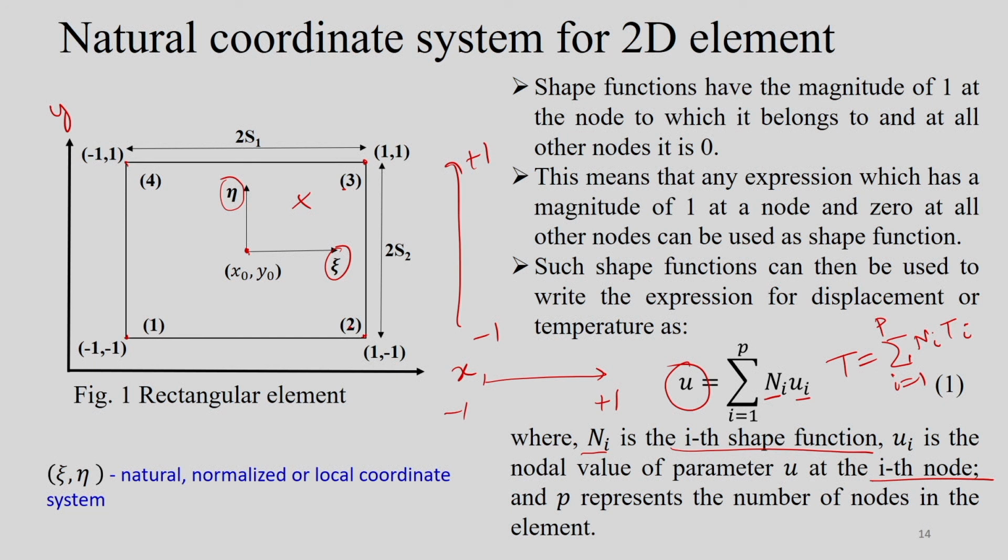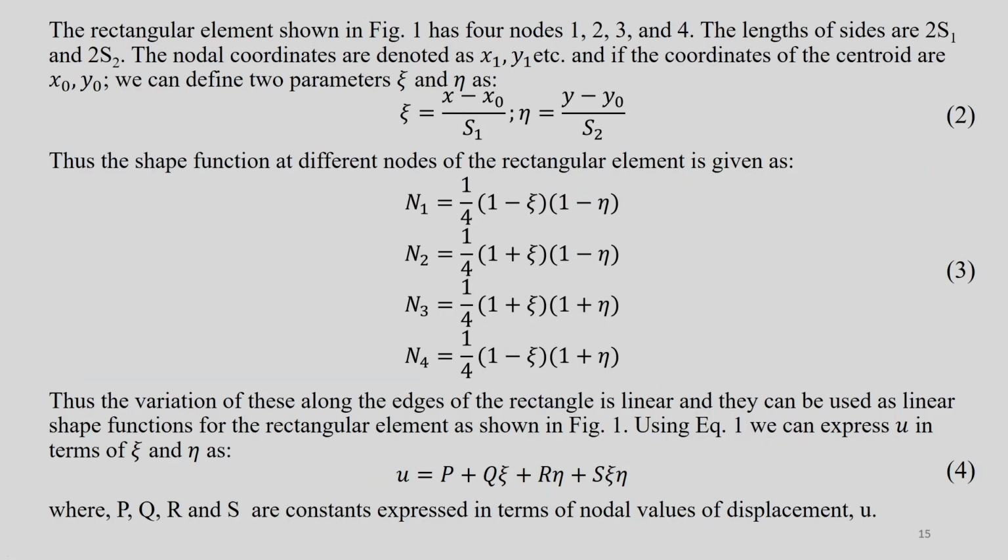Now, how can we map this? Assuming the edge length equal to twice S2 and the other edge length twice S1, we will see how we can map from the global to the local coordinate system. The rectangular element shown in this figure has 4 nodes 1, 2, 3, 4. The lengths of the sides are 2S1 and 2S2, as we have already seen. The nodal coordinates are denoted by x1, y1 and so on: for node 1 the global coordinate is x1, y1, then x2, y2, x3, y3 and x4, y4.